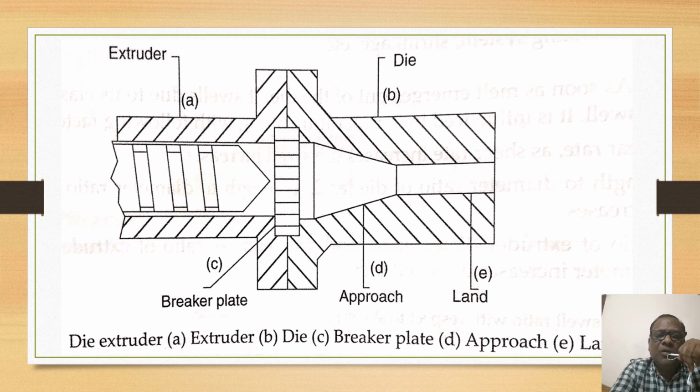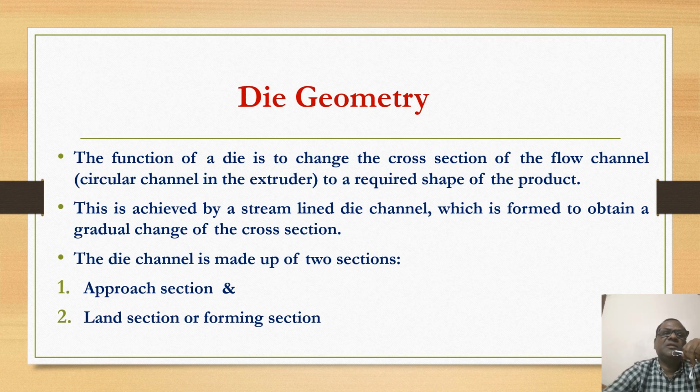Then when you go to the die, the total section of the die again consists of two sections. One is called the approach section, the other one is called the land section. So repeating again, the die consists of two sections: one is the approach section, and the other is the land section.